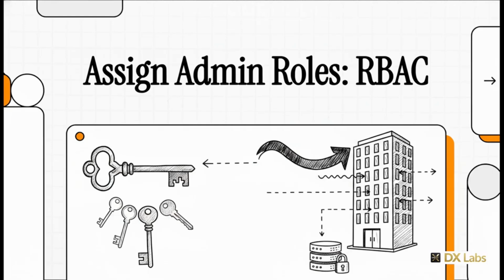Imagine handing out keys to a brand new corporate office building. You definitely wouldn't give every single employee a master key that unlocks every door, the server room, and the CEO's office, right? Instead, you'd hand out single room keys or maybe floor passes based on exactly what that person needs to do their job. Well, this is the exact logic behind role-based access control, or RBAC, in Microsoft 365.